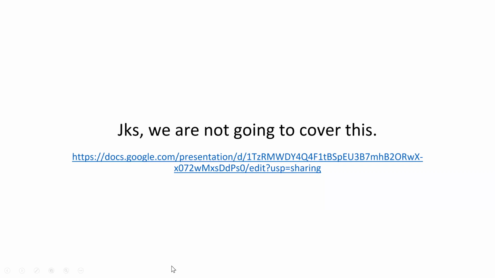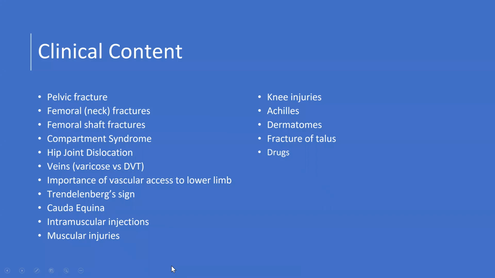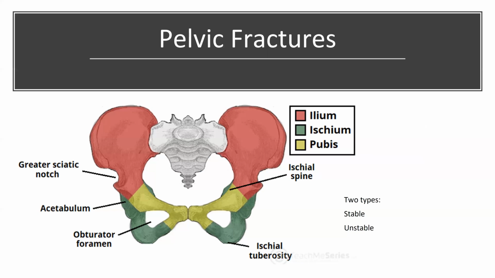What we are going to cover today is just some clinical content, and hopefully through that you'll inadvertently learn some anatomy on the way. So we're going to start from the very top, starting with pelvic fractures. The pelvis is made from the ilium, the ischium, and the pubic bones, as well as the sacrum and the coccyx. There are two types of pelvic fractures, stable and unstable.